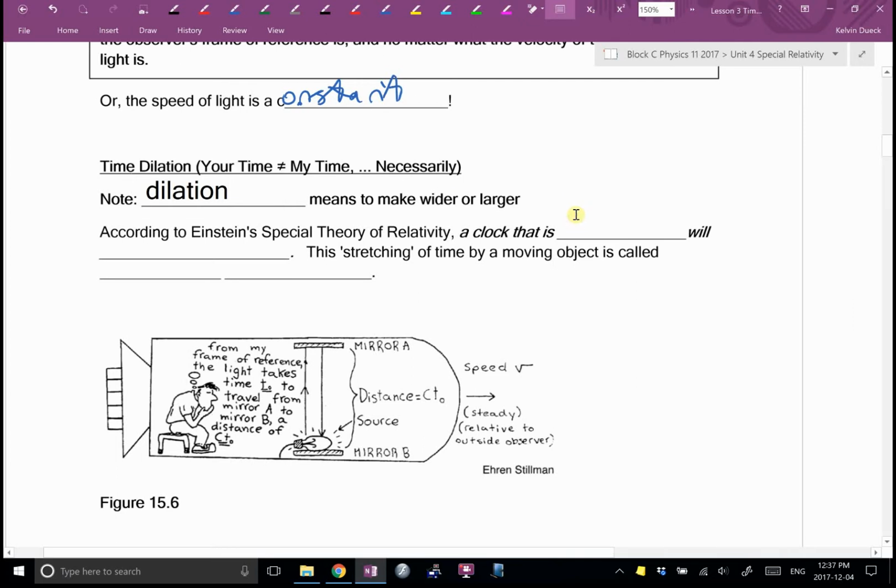According to Einstein's special theory of relativity, a clock that is moving will slow down. And it's slowing down so that we can get the same measurement for speed, since speed is distance over time. This stretching is called time dilation.